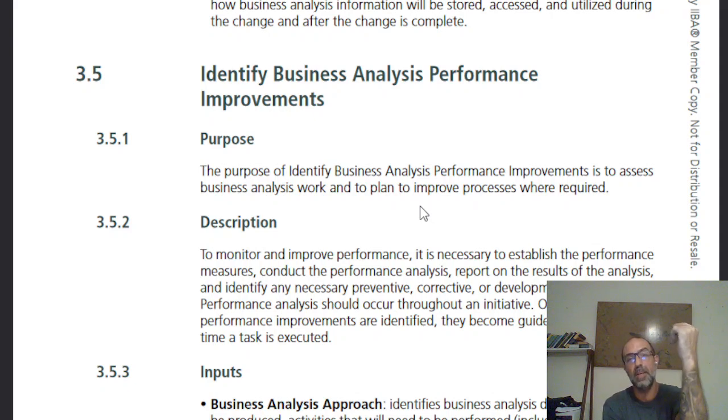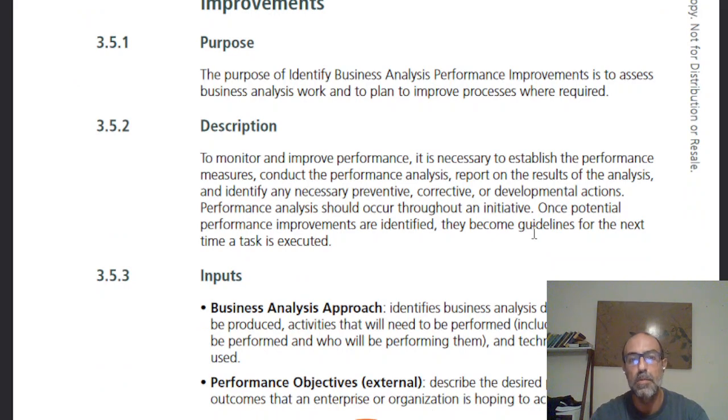So, what's the purpose of identifying business analysis performance improvements? It is to assess business analysis work and to plan improved processes where required. Description: to monitor and improve performance, it is necessary to establish the performance measures, the KPIs, key performance indicators, conduct the performance analysis, report on the results of the analysis, and identify any necessary preventive, corrective, or developmental actions.